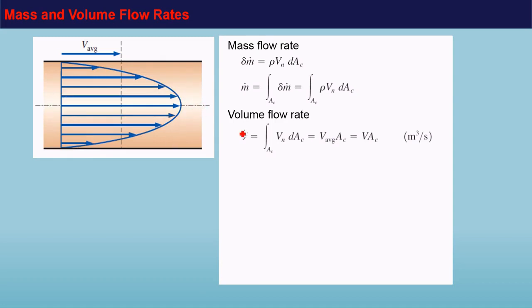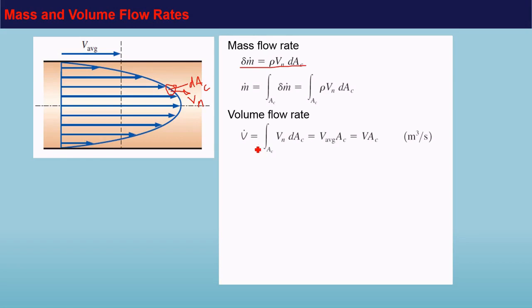So how do we calculate mass flow rate in such a system? We are going to use integration. We are going to consider a small cross-sectional area of this mass flow. Let's say that small cross-sectional area is dAc, and the mass flow through this small area is going to be density times the velocity times the area.